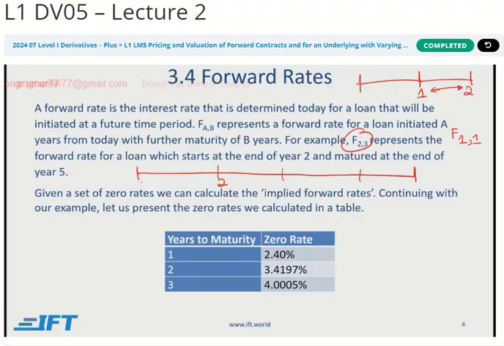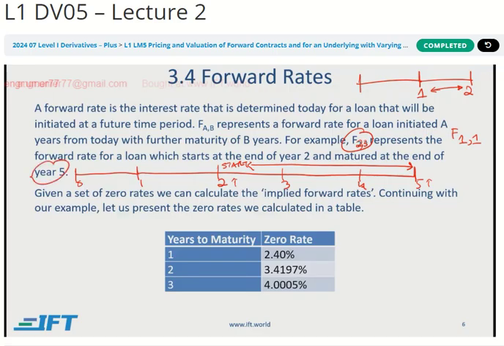So the total number of years in this loan is going to be 5, because let's say this is 0 and you're going to start your loan after 2 years, and then you will have that loan for another 3 years from that point onwards. So that is what F2 comma 3 means, that it will start at this point and it will end at this point. So total is going to be at the end of year 5.